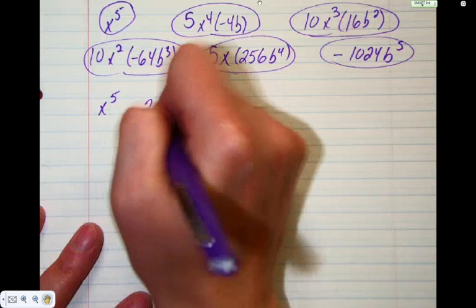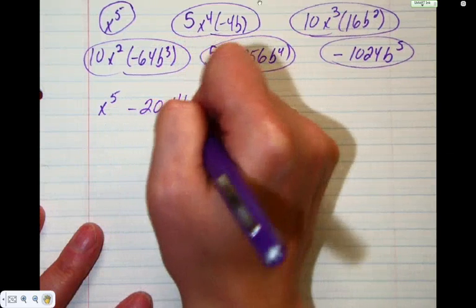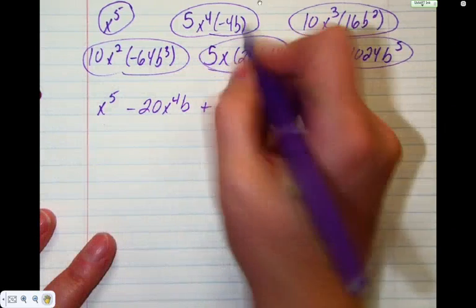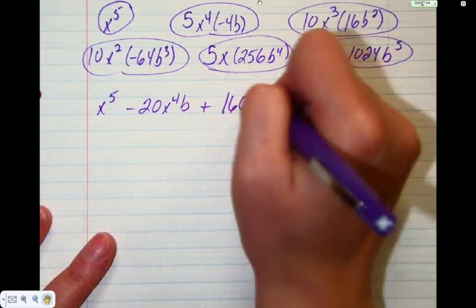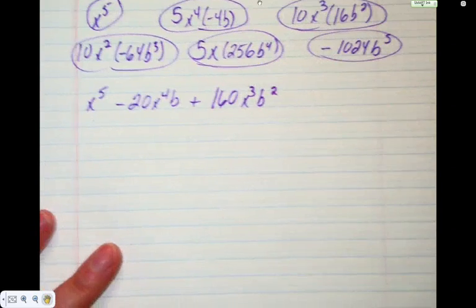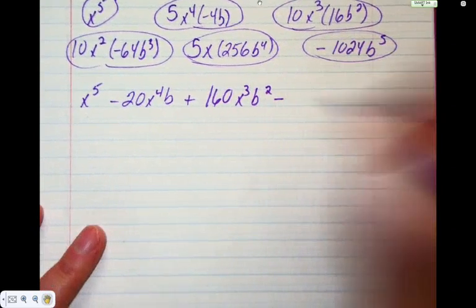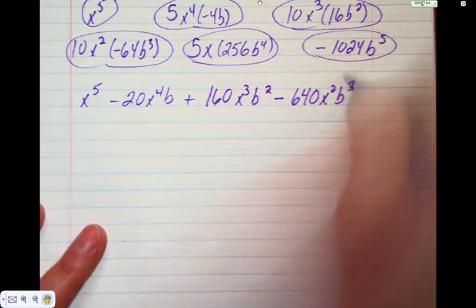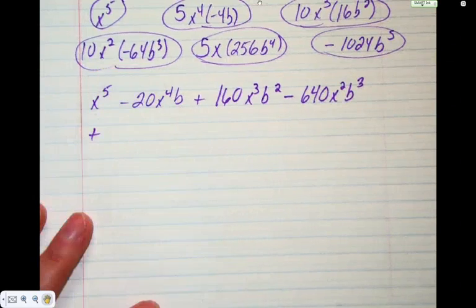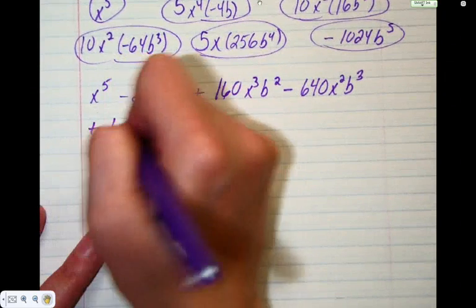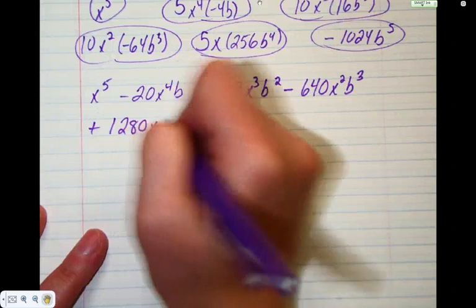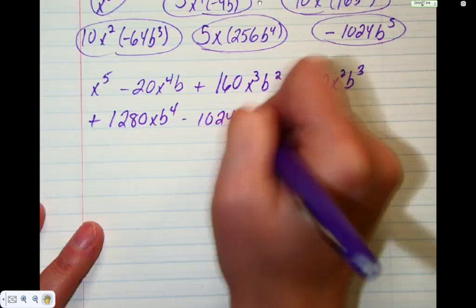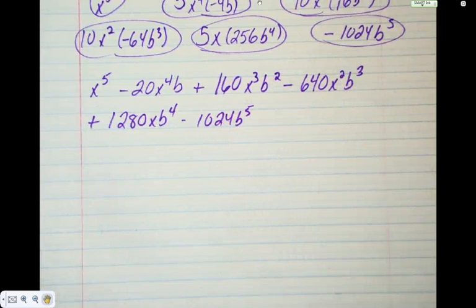Negative 20x to the 4b, plus 160x cubed b squared, minus 640x squared b cubed, plus 1,280xb to the 4, minus 1,024b to the 5. There's the expansion.